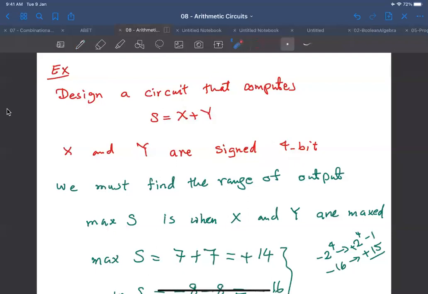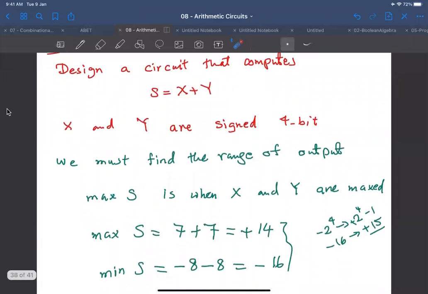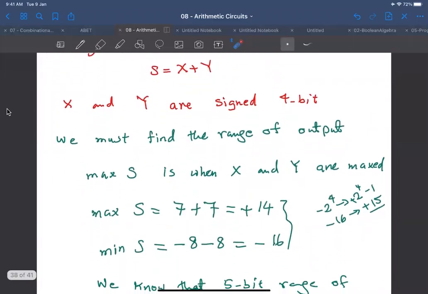This is when X and Y are positive and maxed. The maximum positive number with 4 bits is 7. Plus 7 plus 7 is plus 14. This is the maximum value of S. The minimum is when both are negative. When both are -8, that is -16. So we have the range from -16 to plus 14.